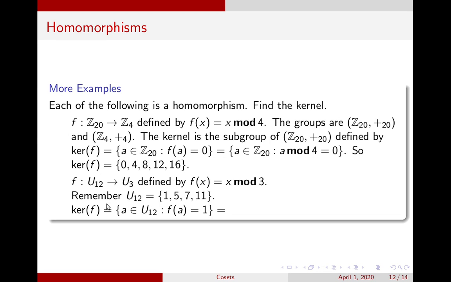Okay, we work just like we did in the previous example. The kernel of f will be the elements of U12 that are matched with the identity in U3. Replacing f of a by what it's equal to, namely a mod 3, these are the set of elements in U12 for which a mod 3 is 1. The elements of U12 that give you a remainder of 1 when you divide by 3. Well, running through the elements of U12, the number 1 is one of those, the number 5 is not, the number 7 is, and the number 11 is not. The kernel of this homomorphism consists of the two numbers 1 and 7.